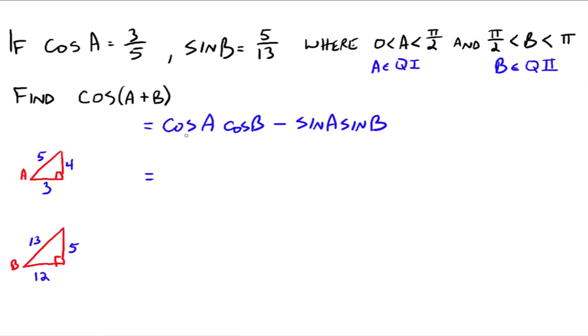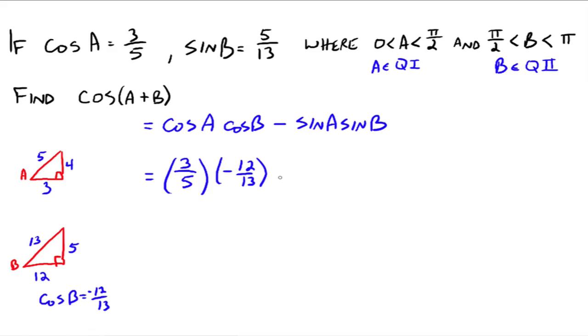The cosine of A is 3/5. The cosine of B is what? Well, we look down here and we say, well, it's 12/13. Everybody see that? So, all right, the cosine of B is 12/13, right? Because adjacent over hypotenuse. However, B is in what quadrant? B is in quadrant 2. So what's the sign of cosine in quadrant 2? Well, it's negative, right? So this has to be a negative 12/13. Everybody with me? Very important.